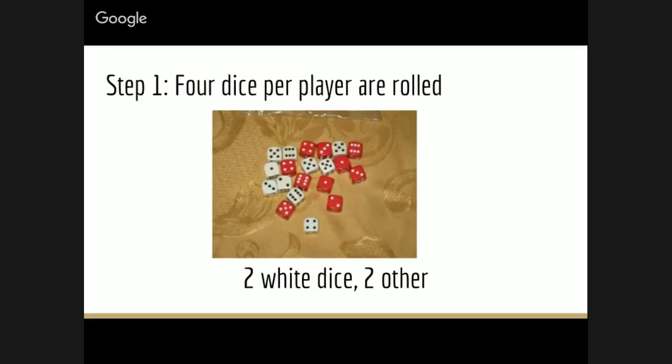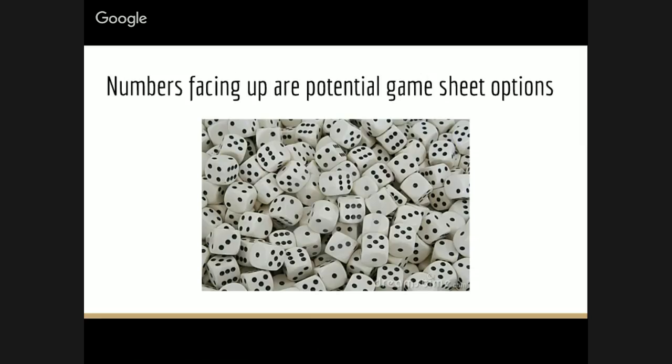There are lots of different ways to do it, but what it comes down to, you have between 3 and 5 players. Each player is responsible for 4 dice. 2 dice that are white, 2 dice that are non, and they're rolled into the center. Very simple first part, rolling dice per person. Now this is where it gets more complicated. The numbers that you have facing up from that roll, from that randomization, these are the potential options for your use of the game sheets.